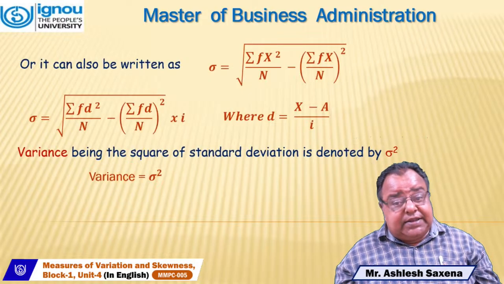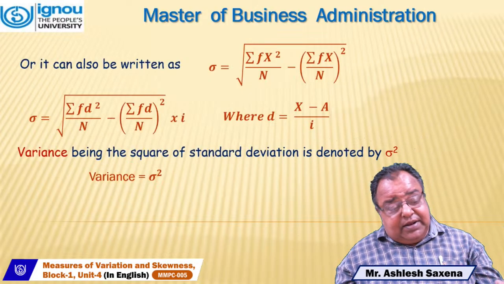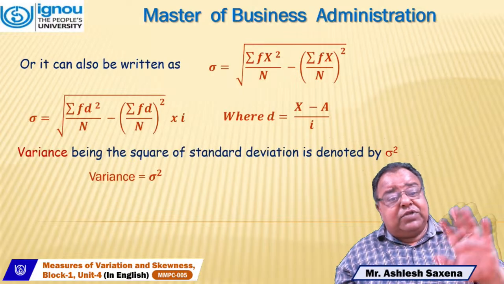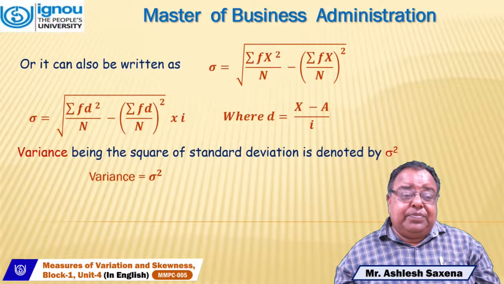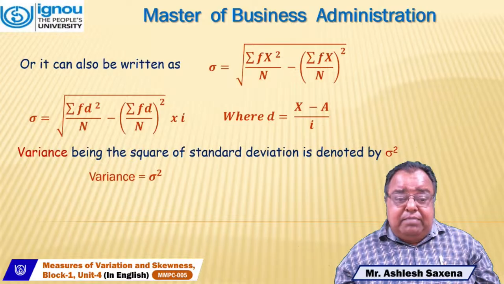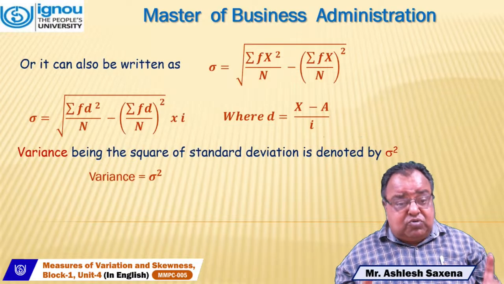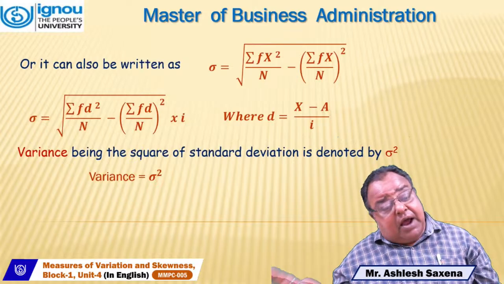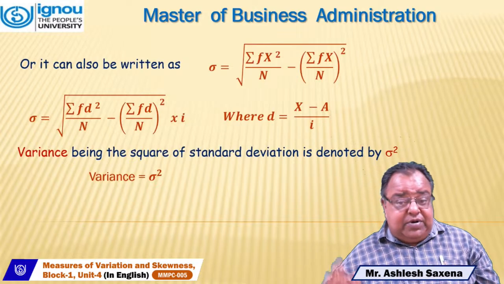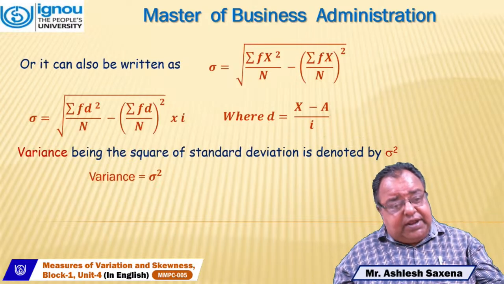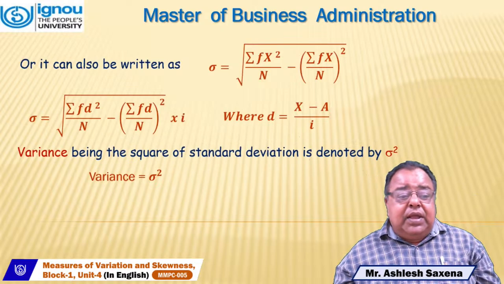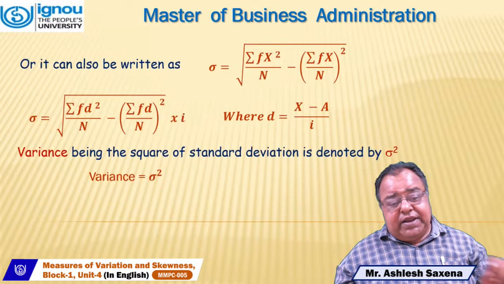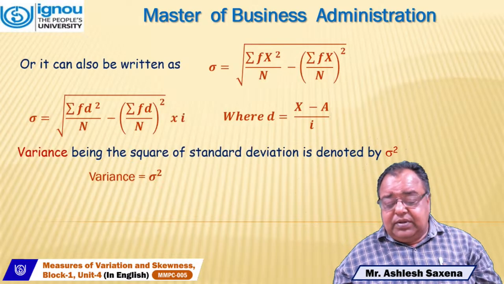If we are using deviation or assumed mean, in that case, the formula will become the square root of summation fd square upon n minus summation fd by n whole square, into i, where i is outside the square root, and d is equal to x minus A upon i. Variance, being the square of standard deviation, is denoted by sigma square. So variance is equal to sigma square.